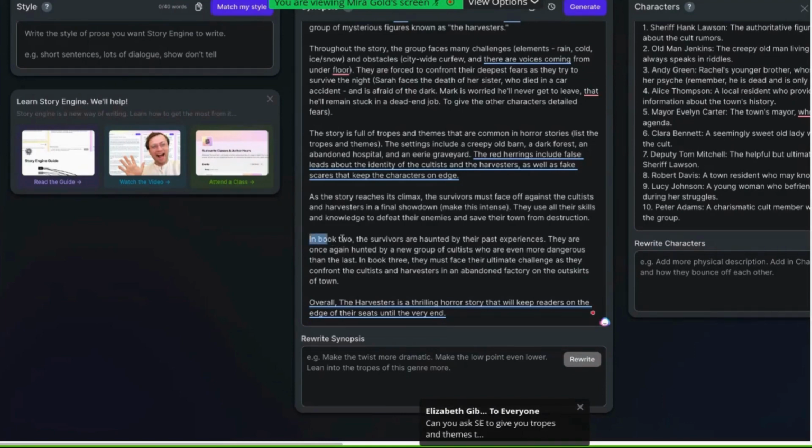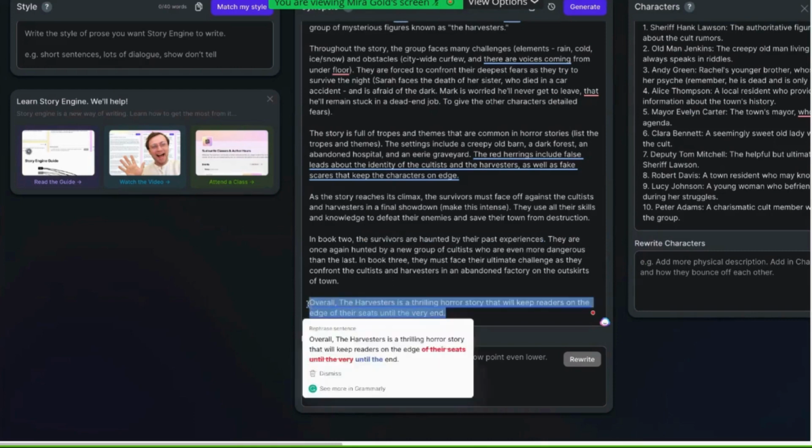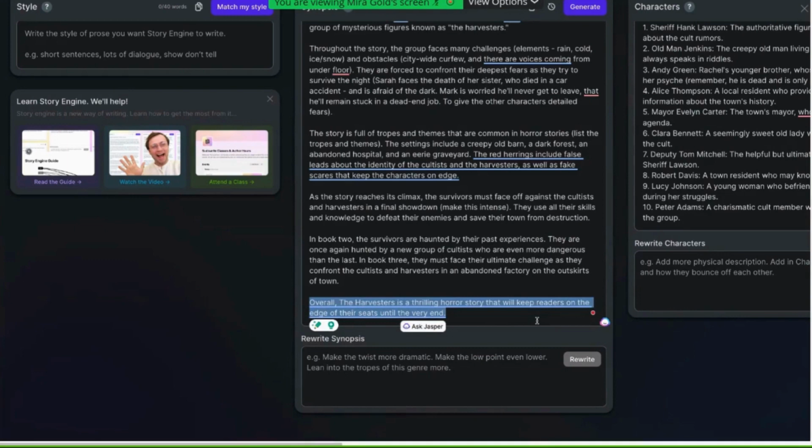So in book 2, the survivors are haunted by their past experiences. Okay, so this comment right here, they're haunted by their past experiences, that's way too vague. So if I were to keep that information in here and maybe have an epilogue, I would need to flesh this out. If I wanted an epilogue inside of book 1 that would kick off the tension for book 2, especially if I want book 1 to end with a cliffhanger. And this right here is just the AI telling you, hey, this is going to be a great story, so I would just delete that.